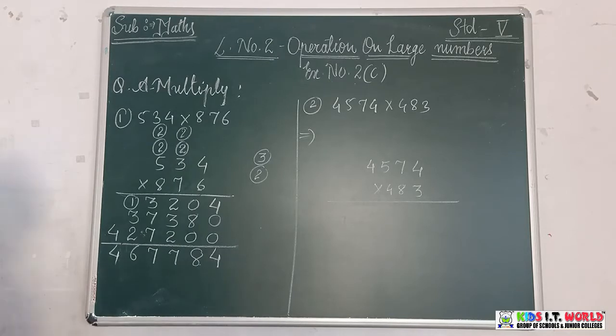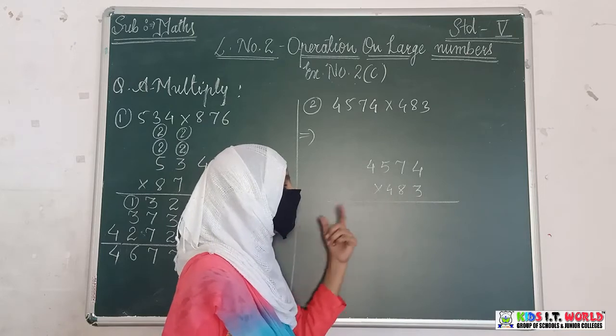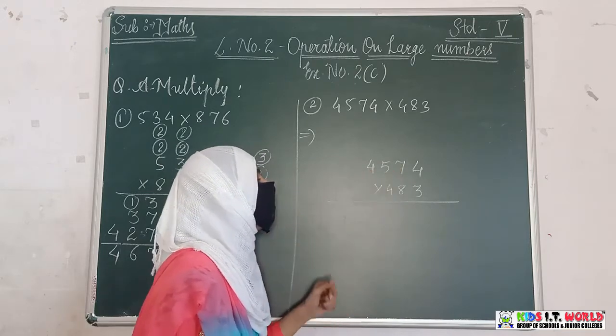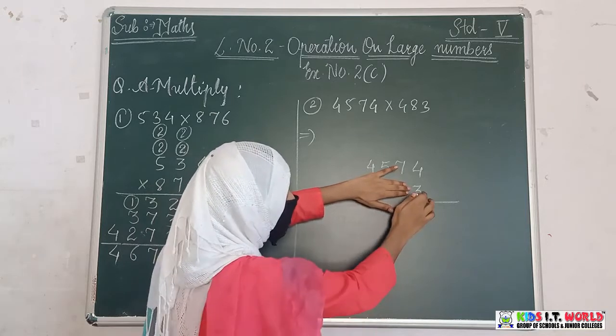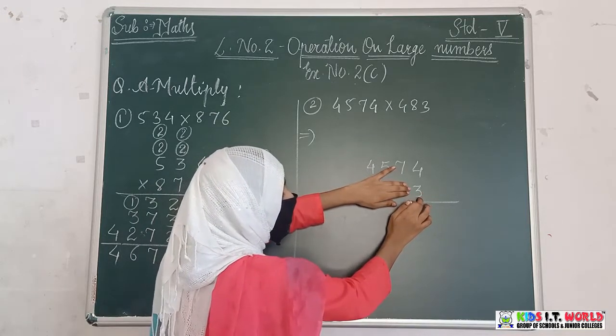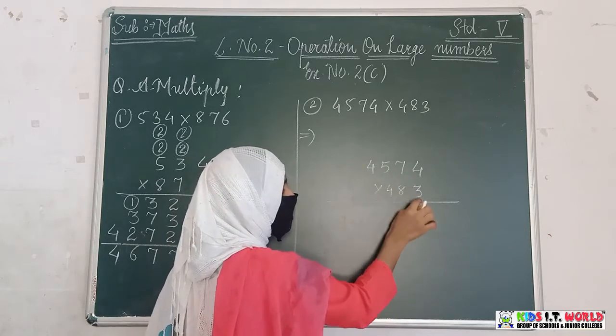Now let's see the second example. Here your multiplicand is of 4 digits and multiplier is of 3 digits. So first of all, you don't see this, just look at here. First of all, do the multiplication by this 3 only. So here we have to multiply these numbers by the 3.